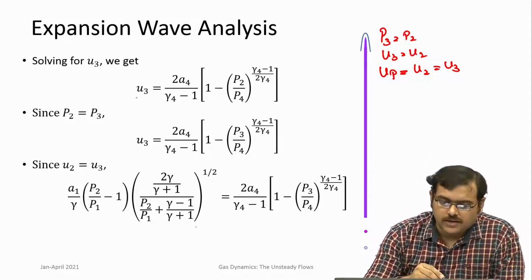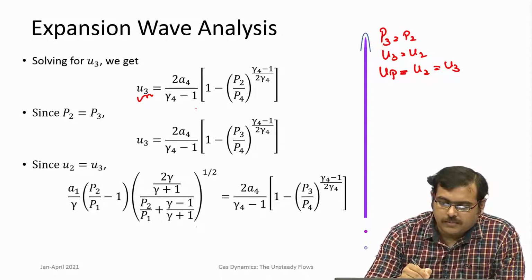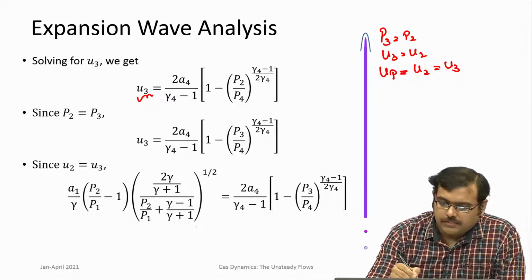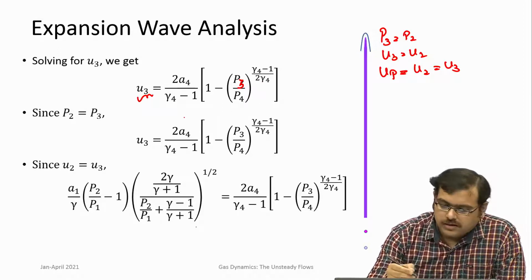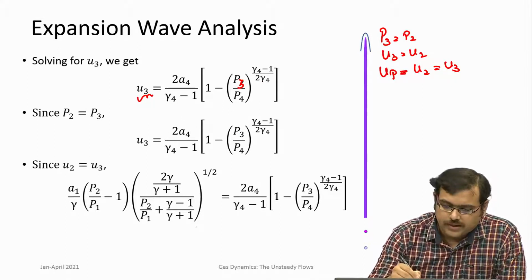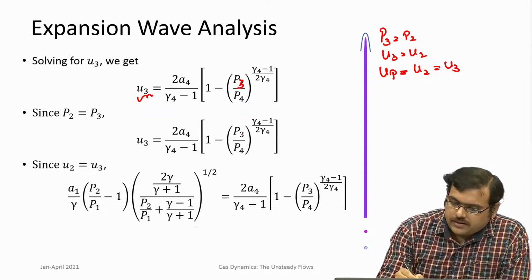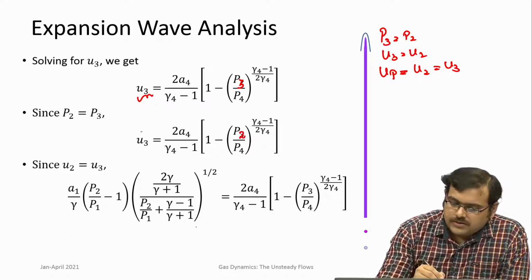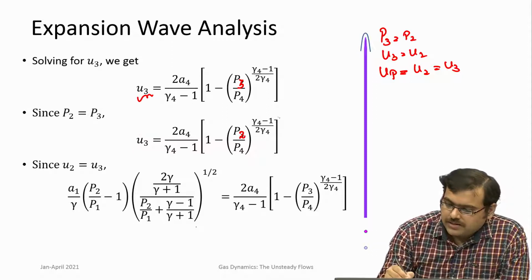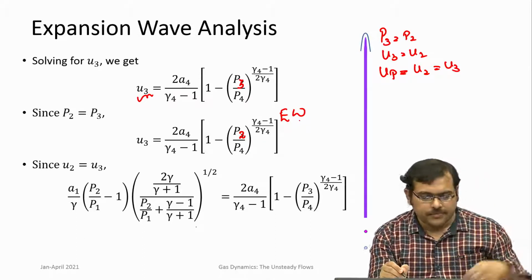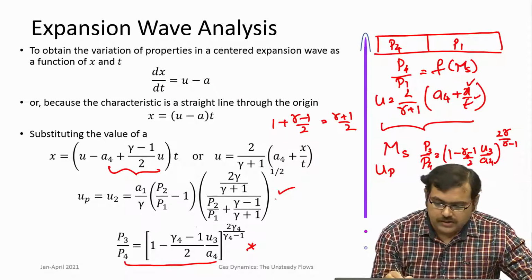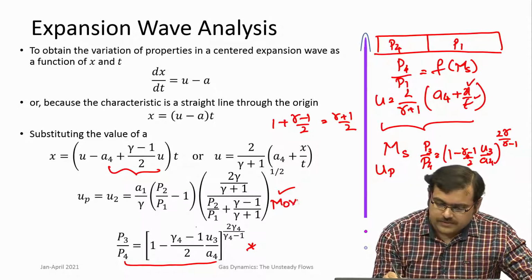The velocity U3 is 2a4 by (gamma 4 minus 1) times (1 minus (P2 by P4) to the power (gamma 4 minus 1) by 2 gamma 4). It is actually P3 by P4, but P2 and P3 are the same, so you can use either P2 or P3. So we can give this to be P2 by P4. So U3 you got from the expansion wave analysis, while the U2 that you got here comes from moving shock analysis.